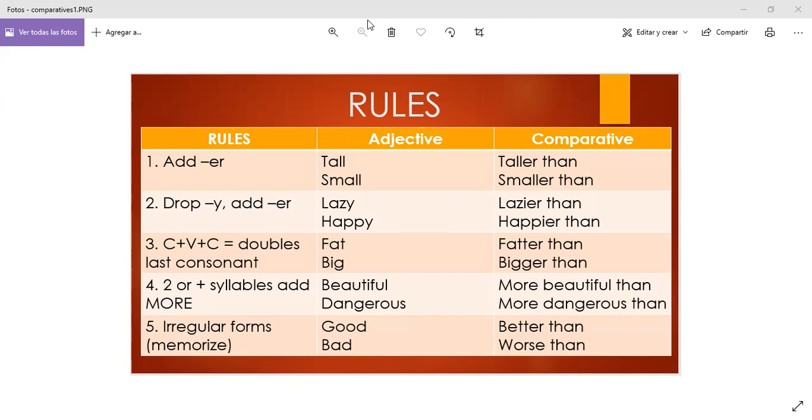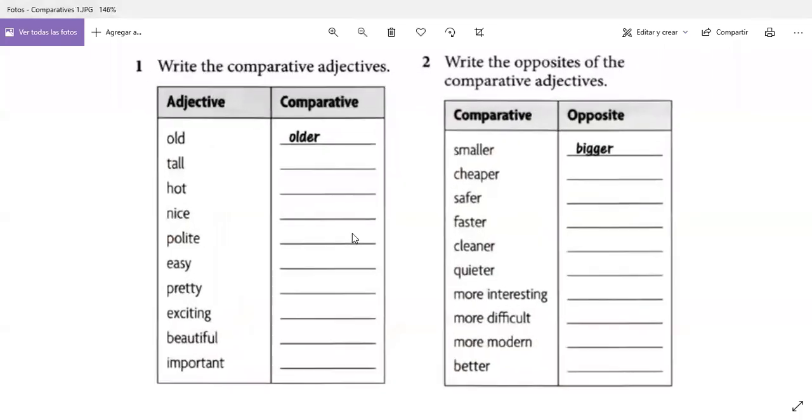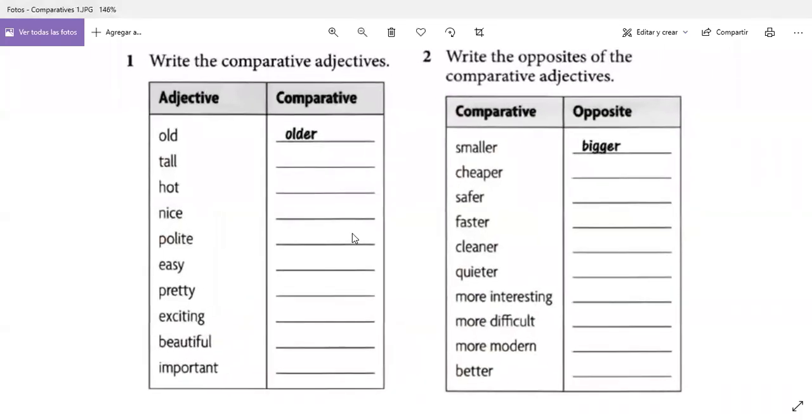Remember that we are making a review about the topic that we practiced yesterday. Now we are going to complete these exercises with the comparative adjectives. We are going to start with the comparatives, with exercise number 1. It says write the comparative adjective. We have the adjective old, comparative, older. What about tall? What is the comparative of tall? Taller.